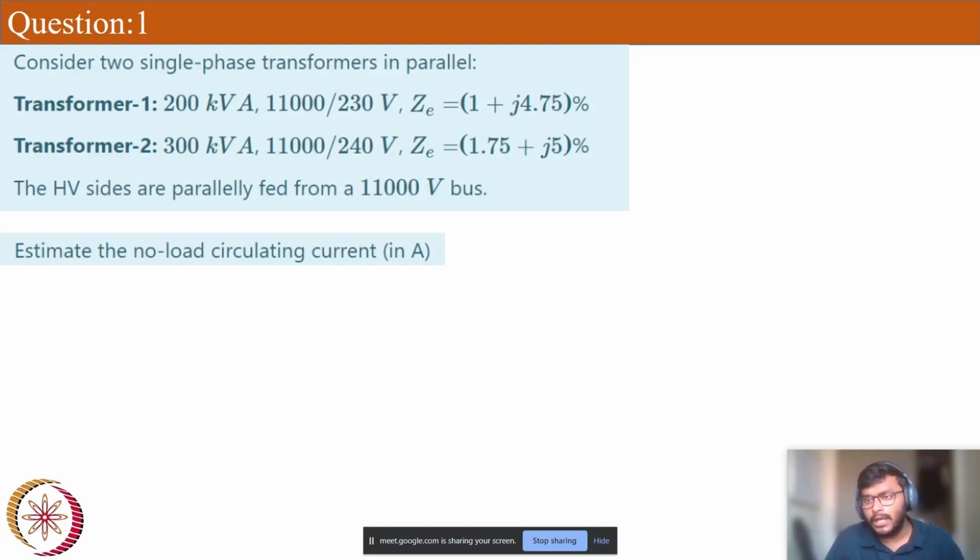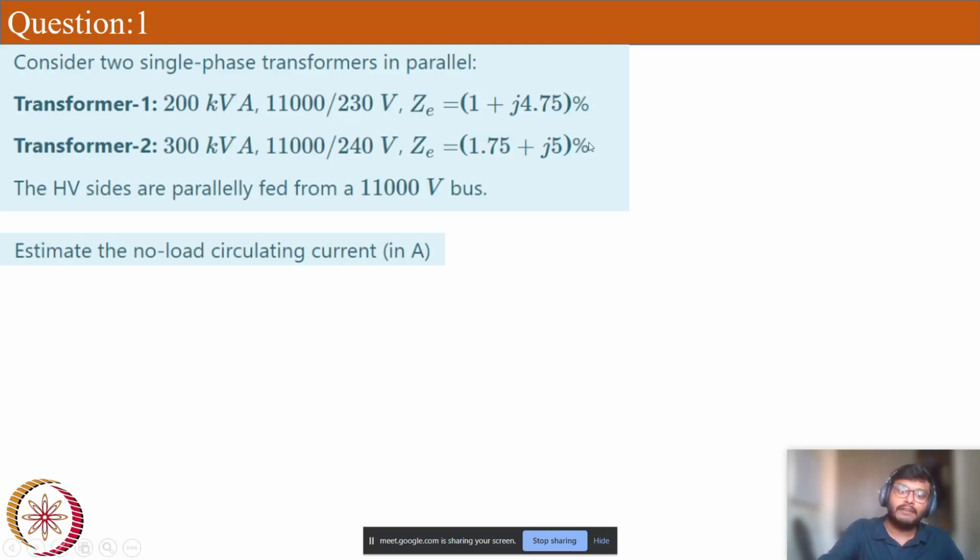It could be different. That doesn't bother us, because kVA means each winding will allow different currents to flow through them. That's okay as long as my voltage is the same. You can see here the HV side of the transformers is the same, an 11 kilovolt bus. It was given that my HV sides are fed in parallel from an 11 kV bus. Fine. But on the secondary side, you see 230 volts for one transformer and 240 volts for the other. There is clearly a 10 volt difference.